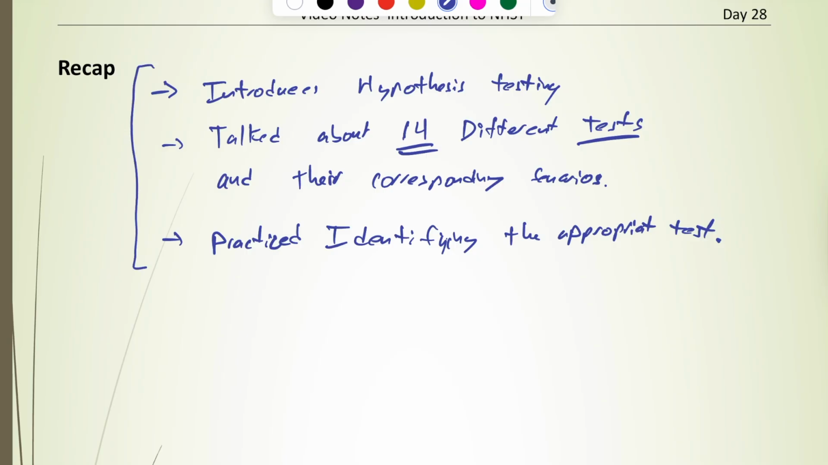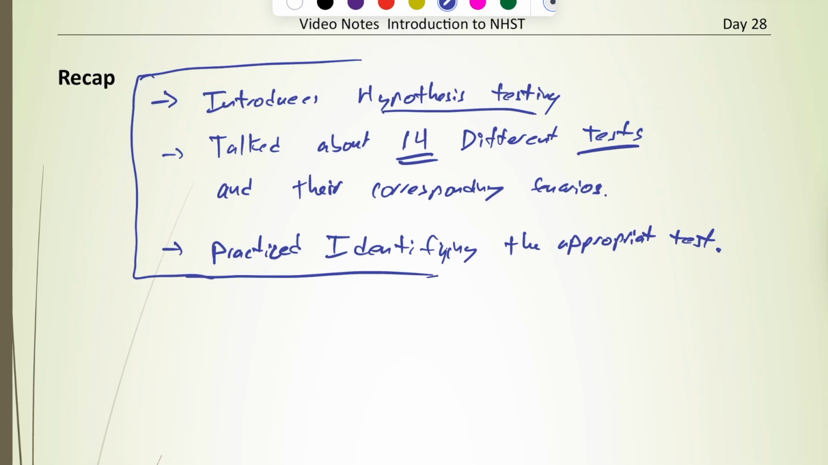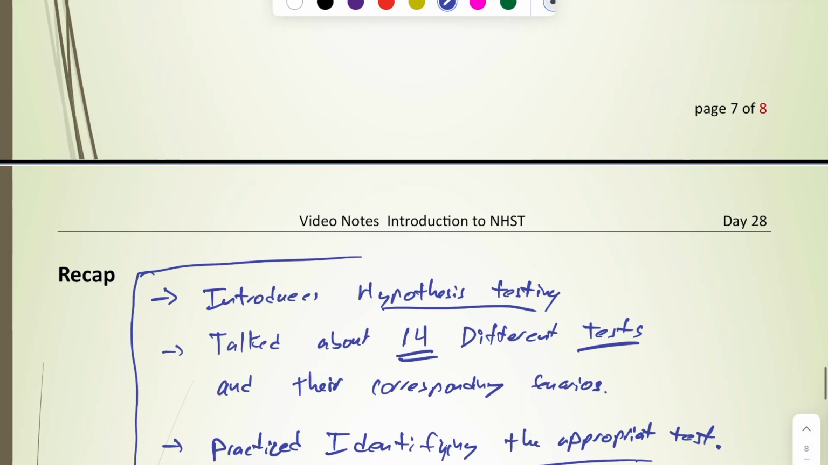That was it. It wasn't a ton of stuff, though it was a ton of information. But it was all pretty much the same thing. You had these hypothesis tests, there were different scenarios, and we wanted to match the scenario to the appropriate test. All right, that's it. We'll talk more about this in class.